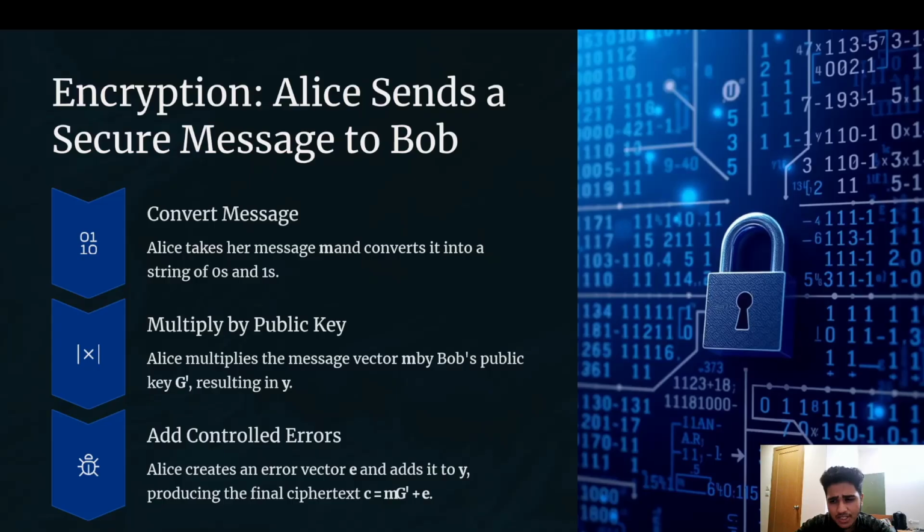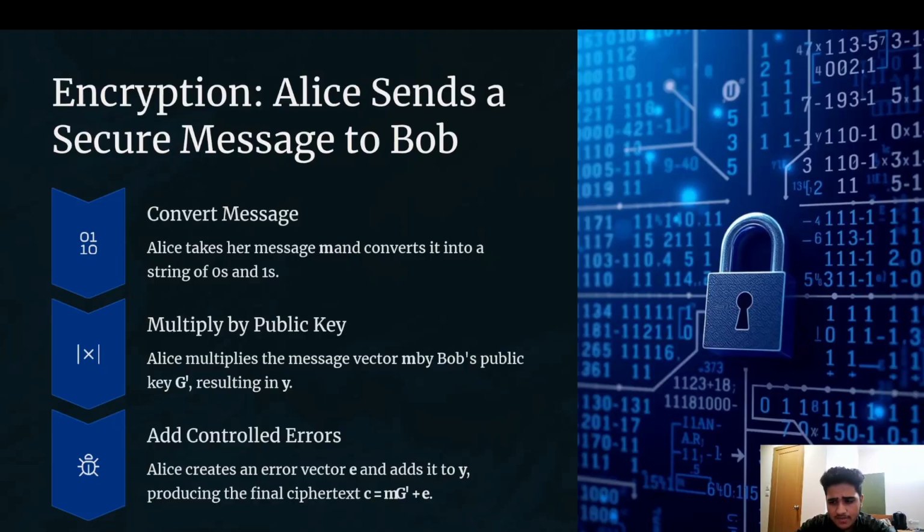Now comes a really unique step in McEliece. Alice deliberately adds some errors. She creates another string of zeros and ones called E, which has only a few ones in specific places. Think of it as adding a little bit of controlled noise. She adds this error vector E to the Y she calculated earlier. The ciphertext, the secret message she sends to Bob, is C, which equals Y plus E. Thus, C looks like random data to anyone intercepting it.